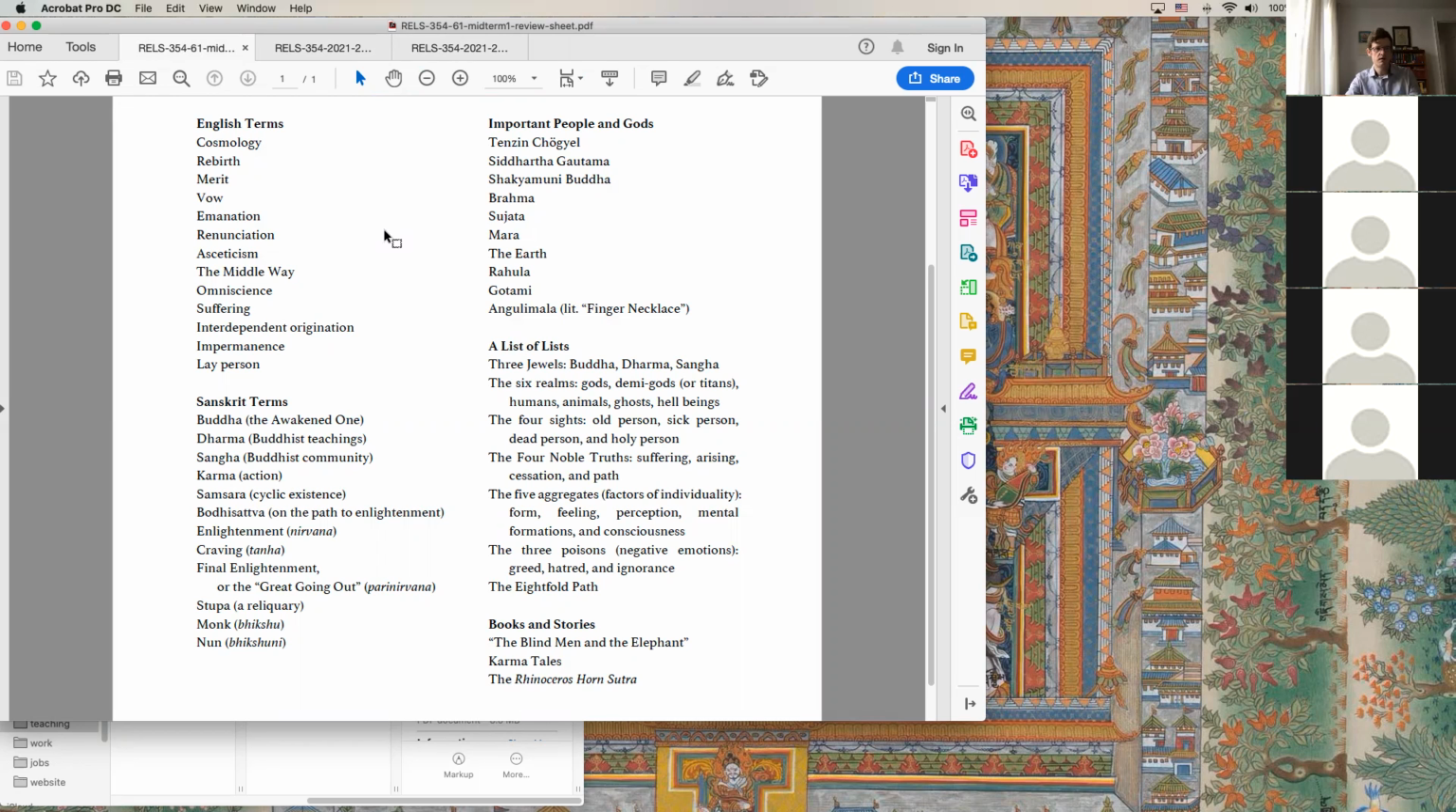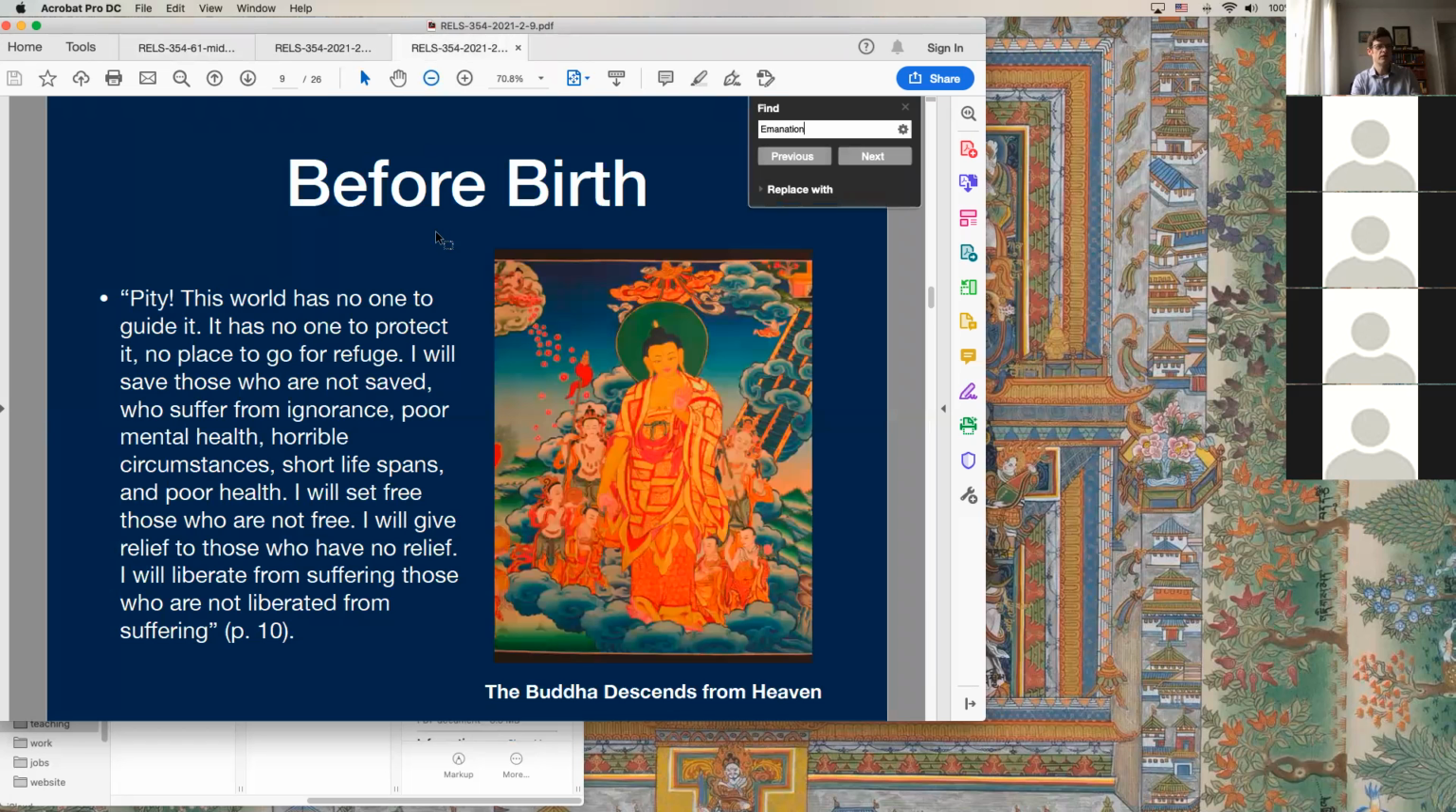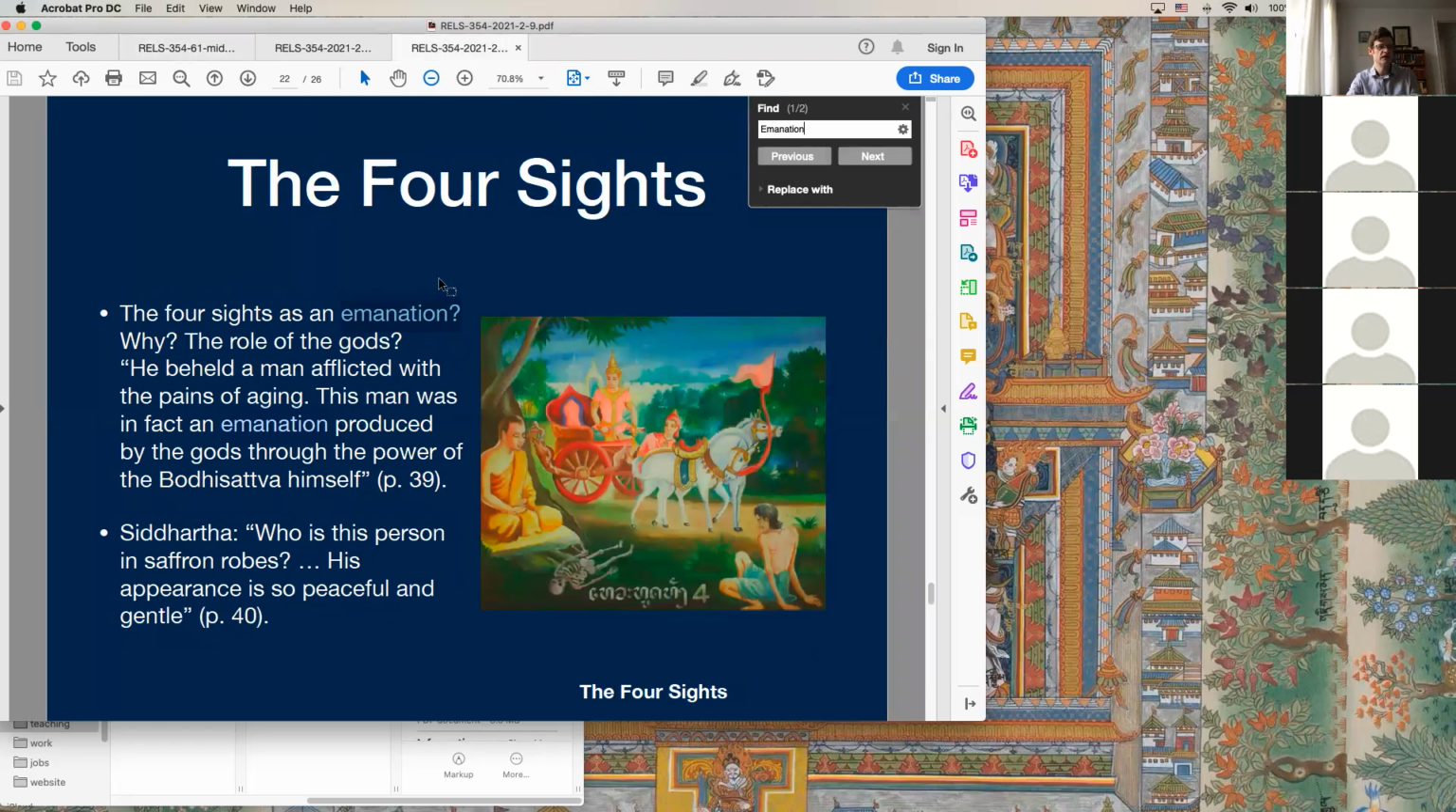What's that word under vow? Emanation. We didn't talk about that too much, but again, you can search for it and find it.